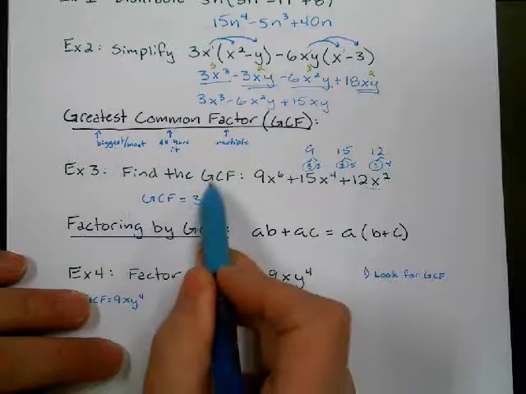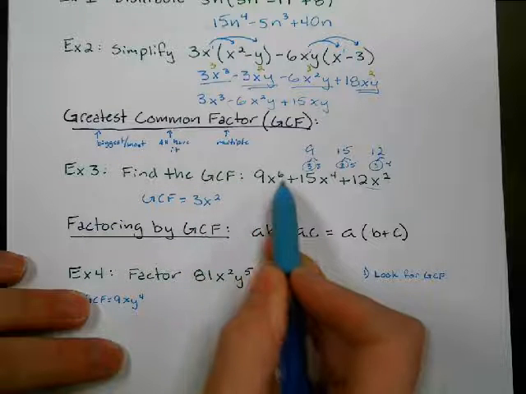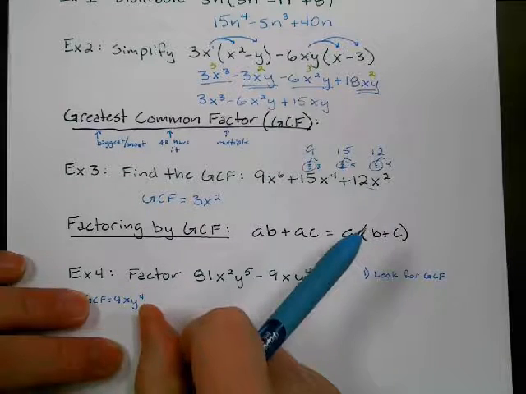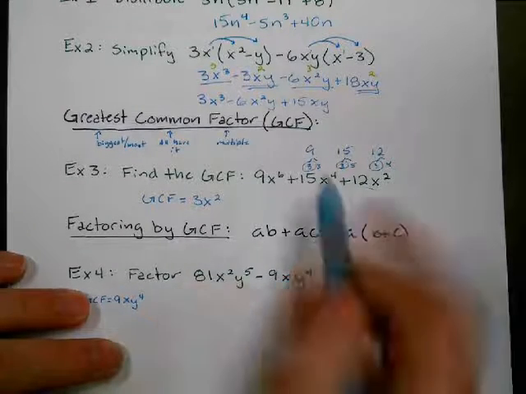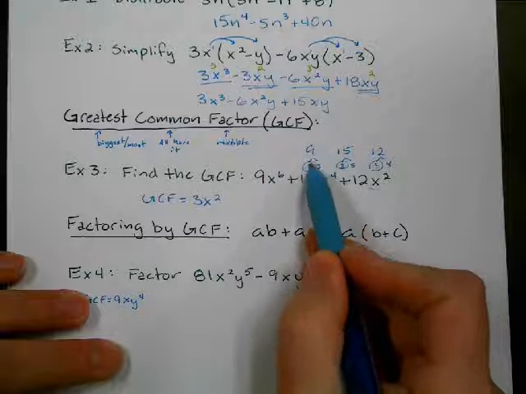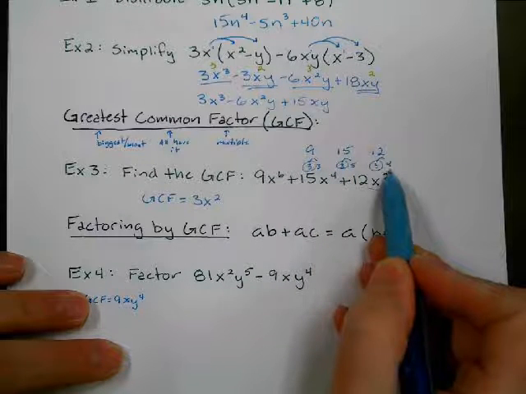So on this one, I want to find the GCF, the greatest common factor, of 9x to the 6th, 15x to the 4th, and 12x to the 2nd. First thing I'm going to do is look at the coefficients, 9, 15, and 12. So I break it down up here. 9 is 3 times 3. 15 is 3 times 5, and 12 is 3 times 4.